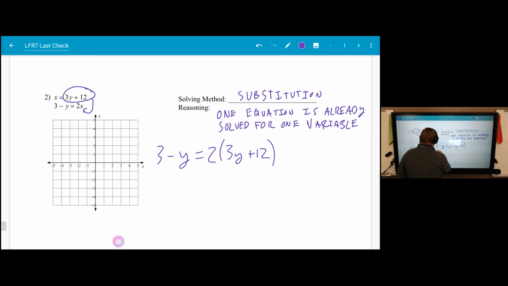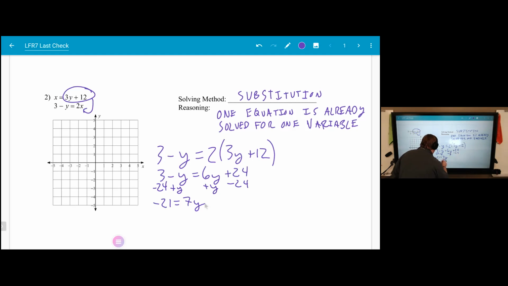If I do this, I have 3 minus y equals 6y + 24. I'm going to do some magic here. I'm going to add y to both sides, and I'm going to subtract 24 from both sides. I'm going to do this in one step. I get -21 equals 7y.